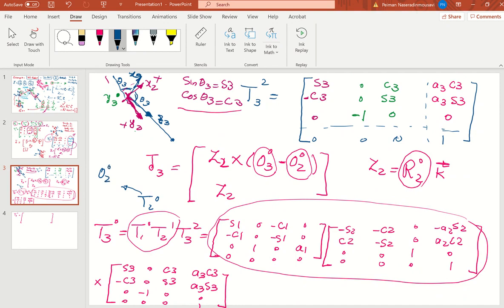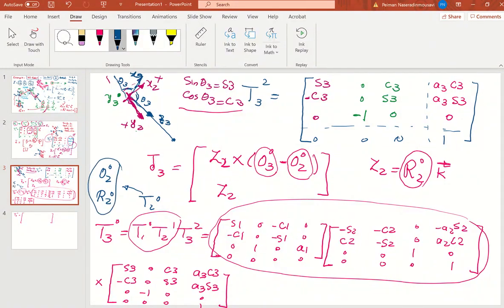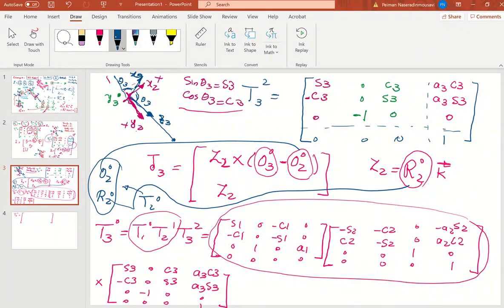T2 with respect to 0 gives you what? O2 with respect to 0. And T2 is going to give you what? R2 with respect to 0. Here we go. This goes here, and this goes here to give you Z2. So you have to have it in hand. That's right. And obviously we're going to get this. So first go these two.